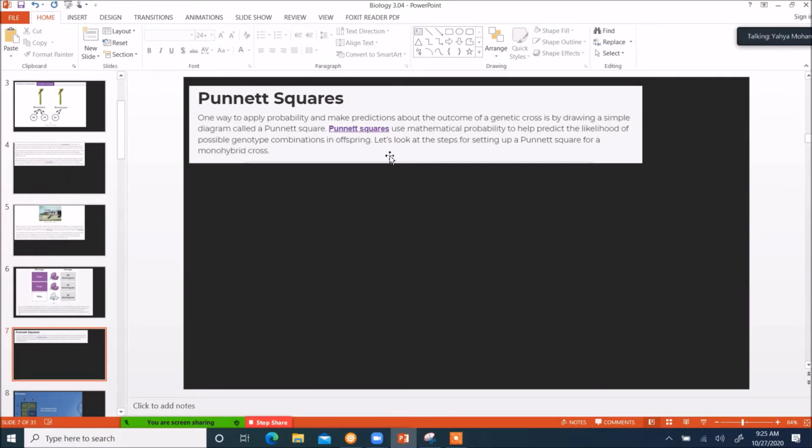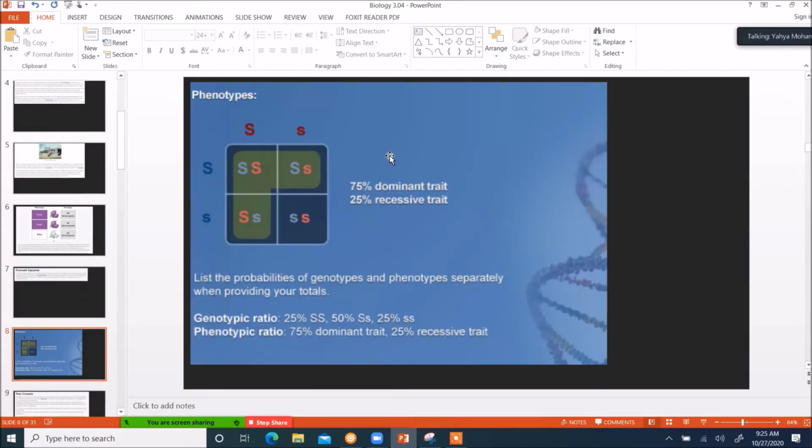All right, so we went over the Punnett squares a little bit last time, but we're going to go into a little bit more detail here today. So Freya, do you remember, can you explain to me what's going on in this Punnett square? Do you remember what we talked about here?